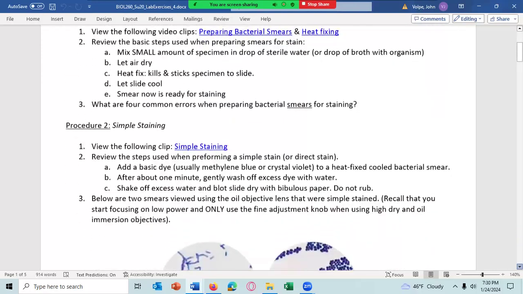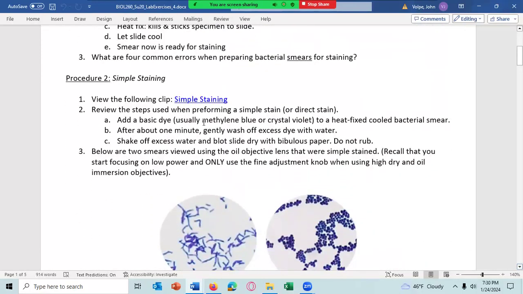All right, procedure 2, we're going to be looking at a simple stain. We have a video clip of making and using a simple bacterial stain. Remember, you usually add a dye, one dye, such as methylene blue or crystal violet, but it doesn't matter which dye you use or if it's an acid dye or a basic dye. It's going to be a simple stain. After putting the simple stain on for a minute, drain off the simple stain, wash it gently with water, shake off or get rid of most of the water by blotting it in bibulous paper.